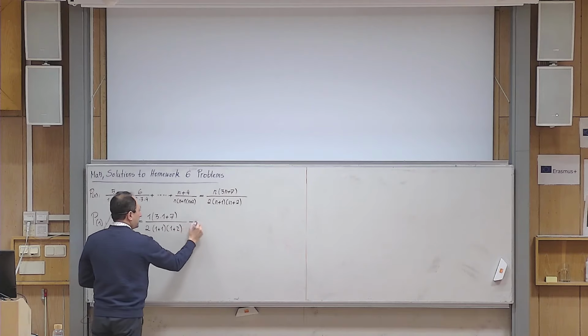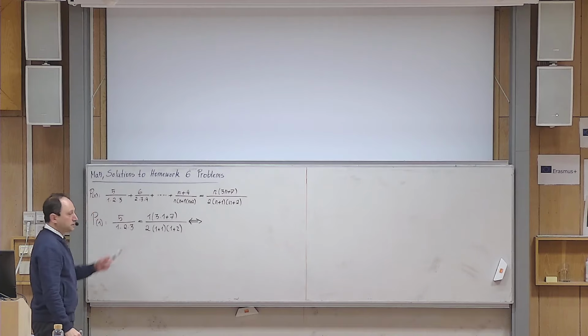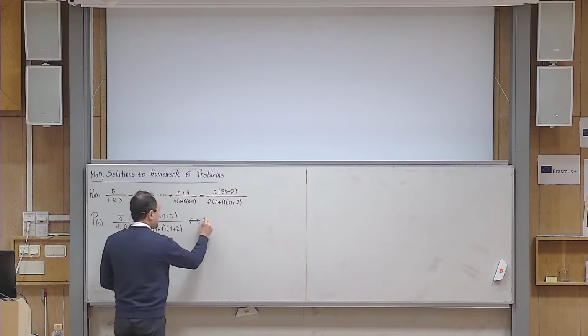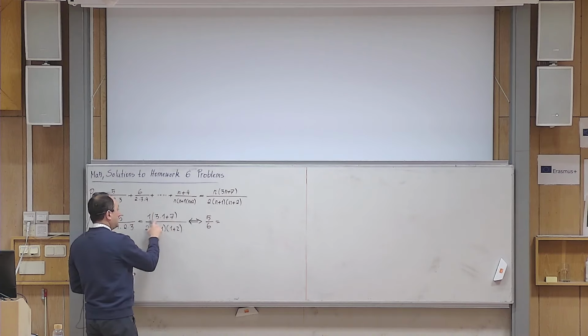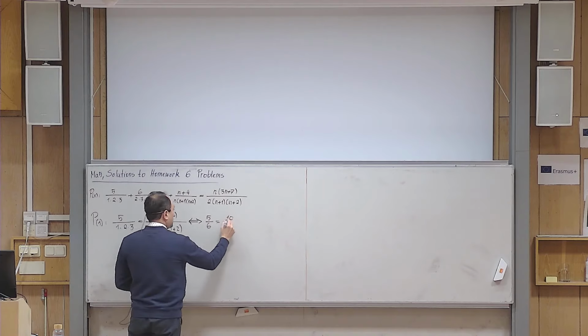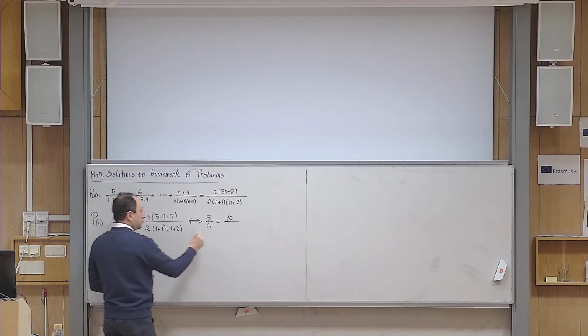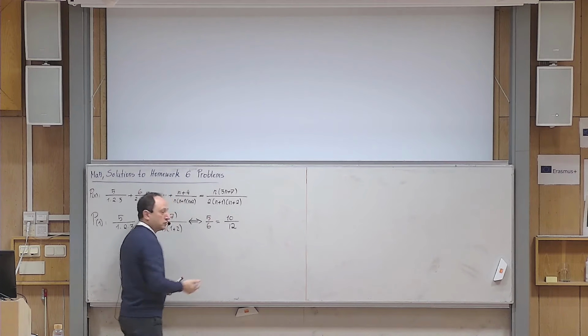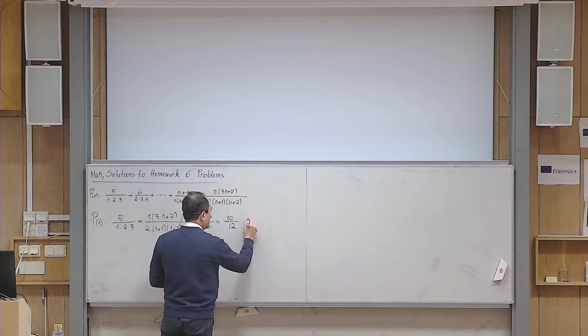Okay, but let me simplify this in an equivalent way. This becomes simply 5 over 6 equals, this is 10 times 1, 10 over 3 times 2 times 2, which is 12. And of course, 5 over 6 is evidently equal to 10 over 12. So this statement is indeed true.